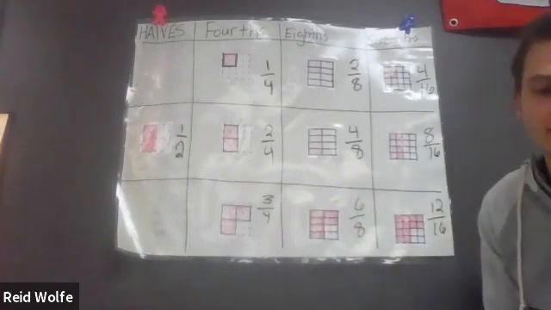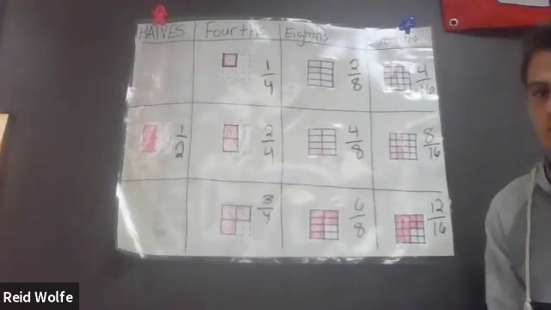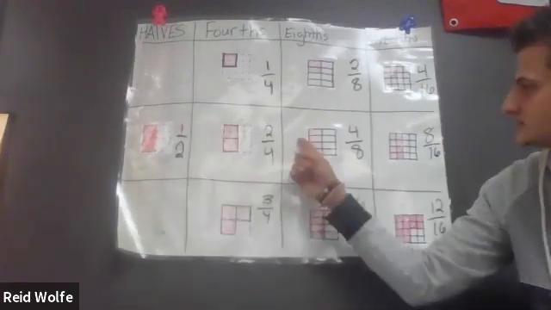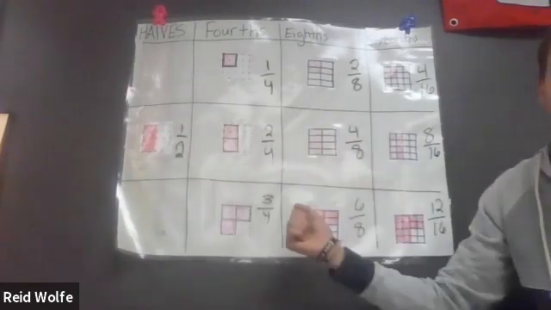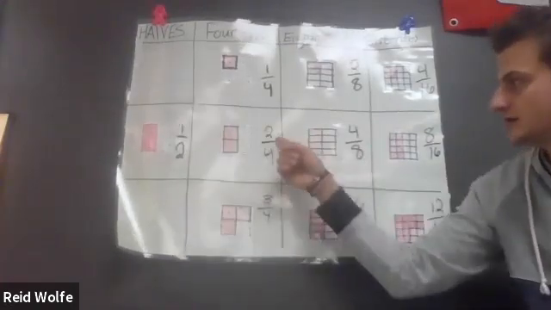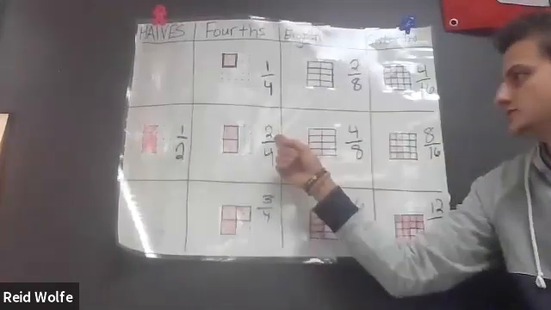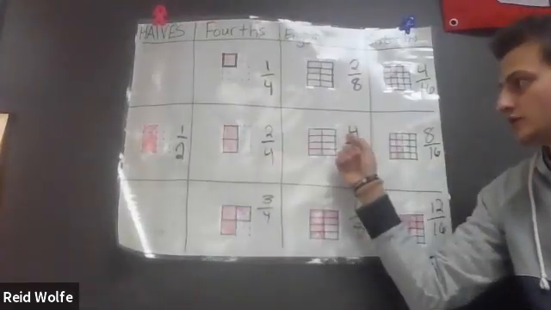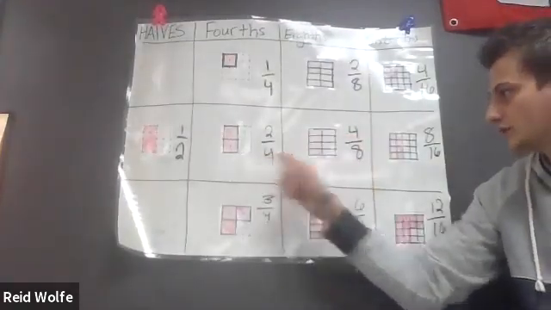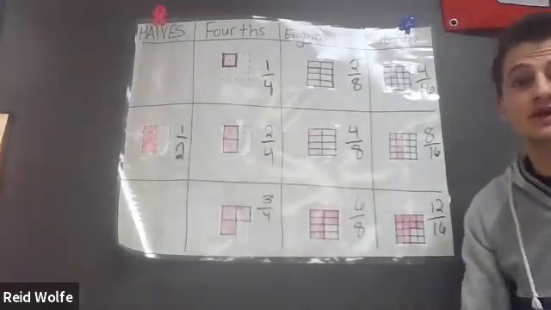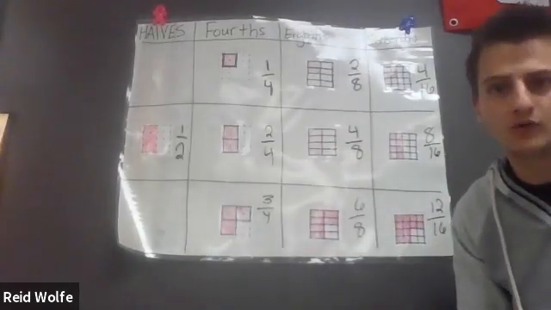And you might notice some patterns, hopefully, with these, right? You'll notice that as we go across, it's doubling. Double 1, you get 2. You double 2, you get 4, and you double 4, you get 8. So they're staying equivalent. The same amount of that whole is still filled in.